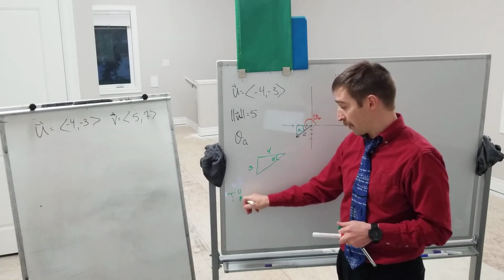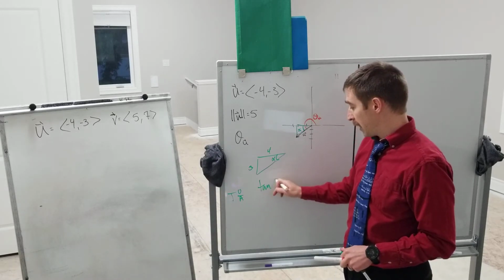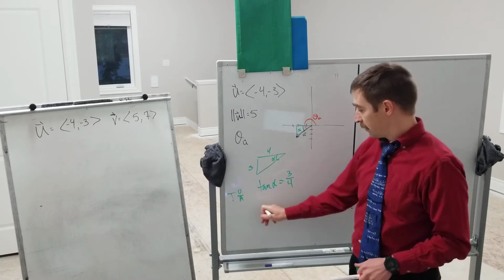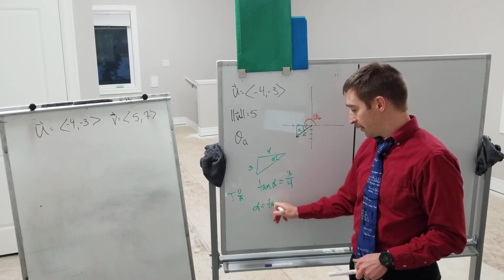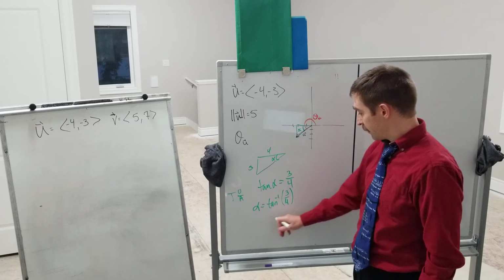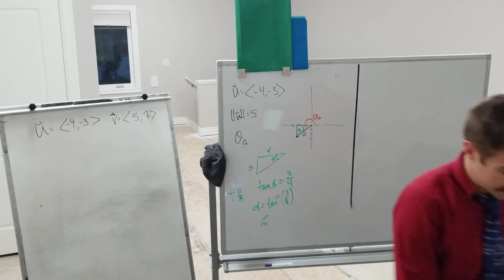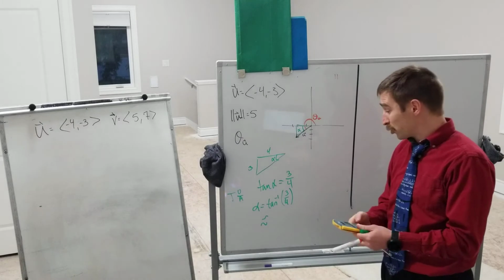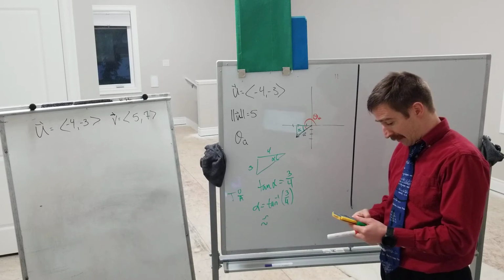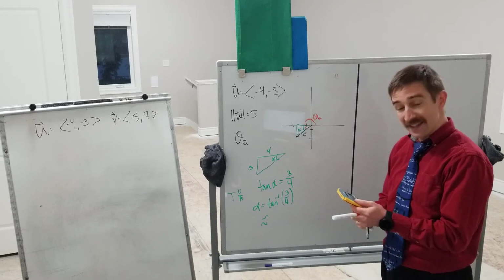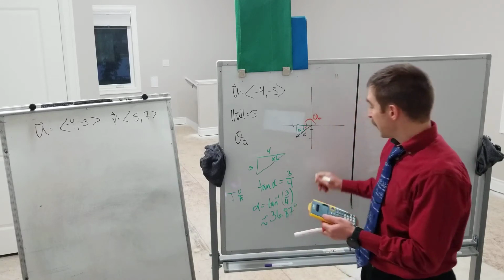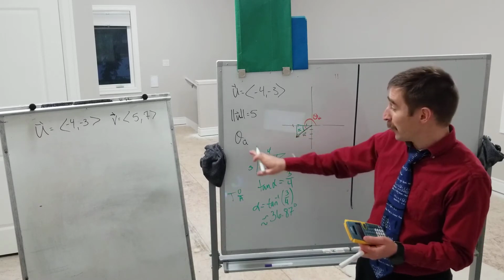SOHCAHTOA, remember that old thing, right? Tangent of the angle equals opposite over adjacent, or the angle equals the arctan, or the inverse tangent, of opposite over adjacent. Plop that in the old calculator, making sure that you are in degree mode, because we're talking degrees here. So tan inverse, we get about 36.87 degrees. That's alpha here. That's not our direction angle.